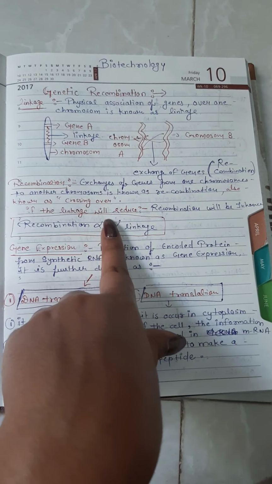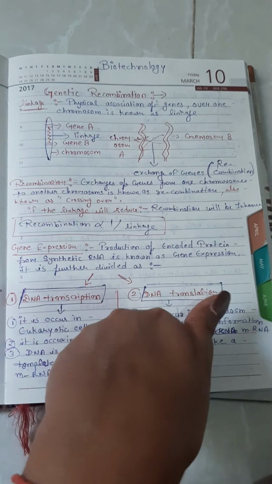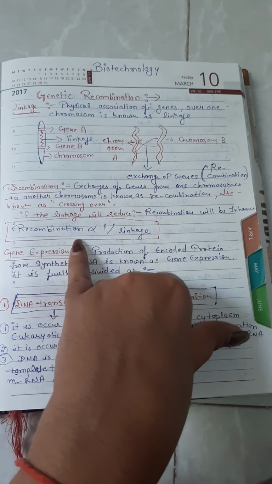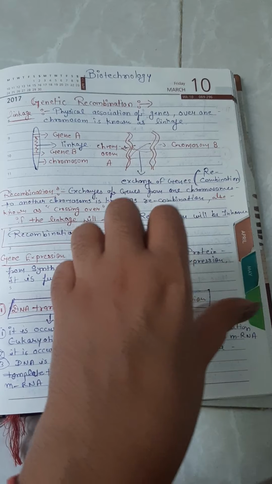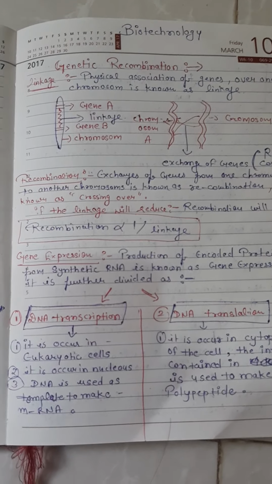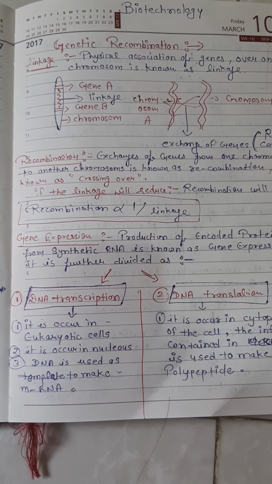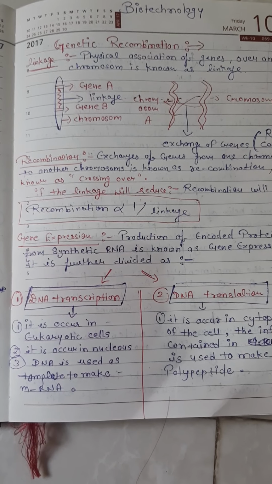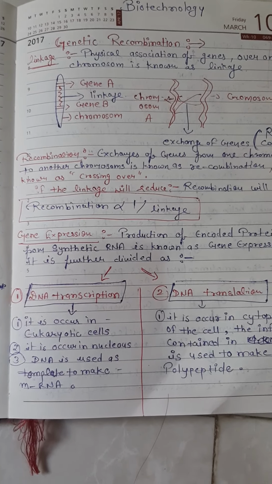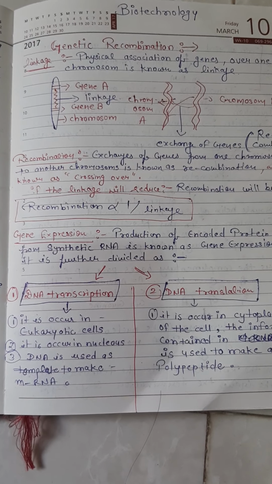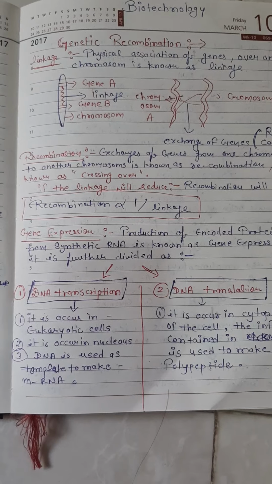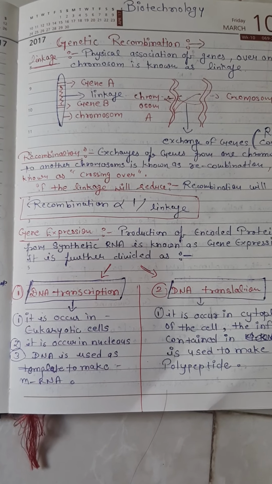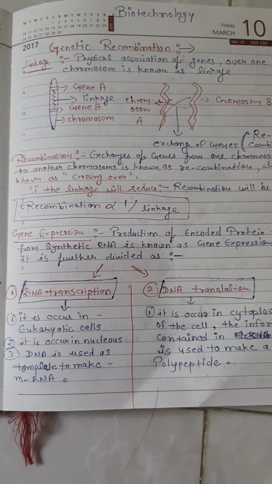The thumb rule which you have to keep in mind during recombination is, if the recombination is more, the linkage will be less. If something is bound with a strong bond, then it is not able to be broken down or transferred from one side to another side. So if the linkage is less, then the recombination is high, and if the recombination is less, your linkage will be high.